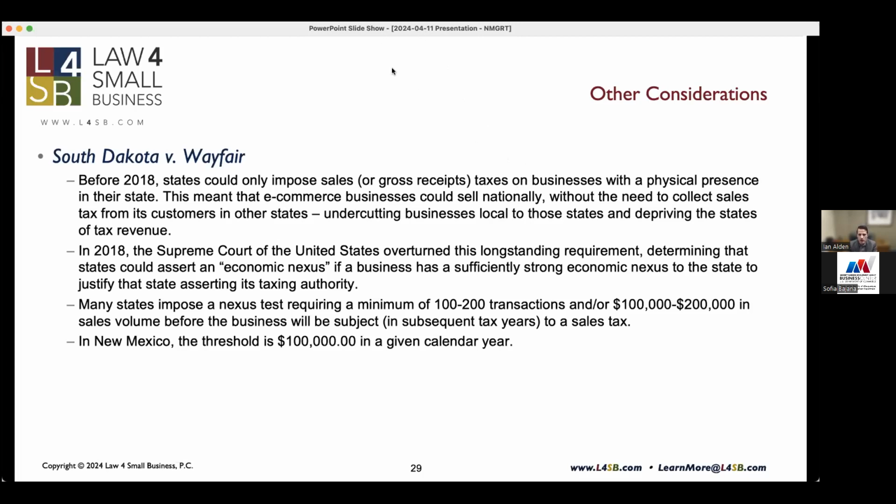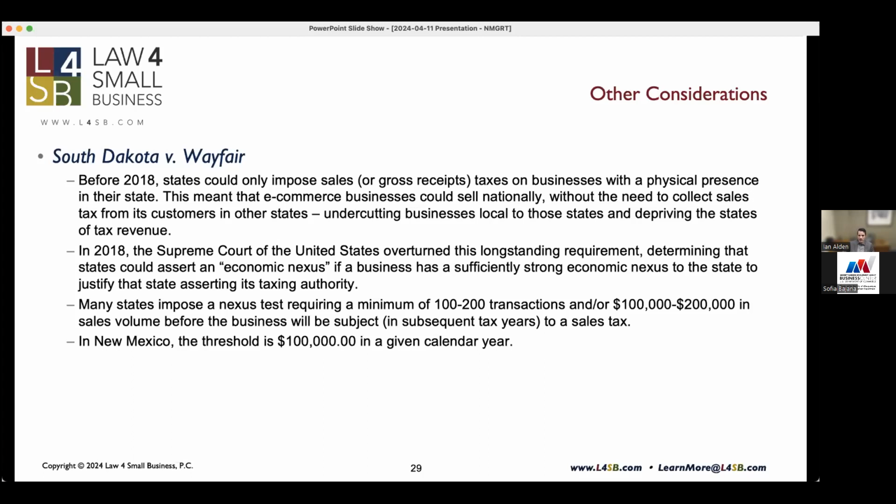So let's talk about South Dakota v. Wayfair. It's a case you may or may not have heard of, but it has huge implications for gross receipts and sales tax. Before 2018, states could only impose sales tax or gross receipts tax on businesses with a physical connection to them. If you had a company like Amazon, a very commonly cited example, or Wayfair, as is the subject of the lawsuit, who was selling into your state, but they weren't physically based in your state, you couldn't charge them sales tax.